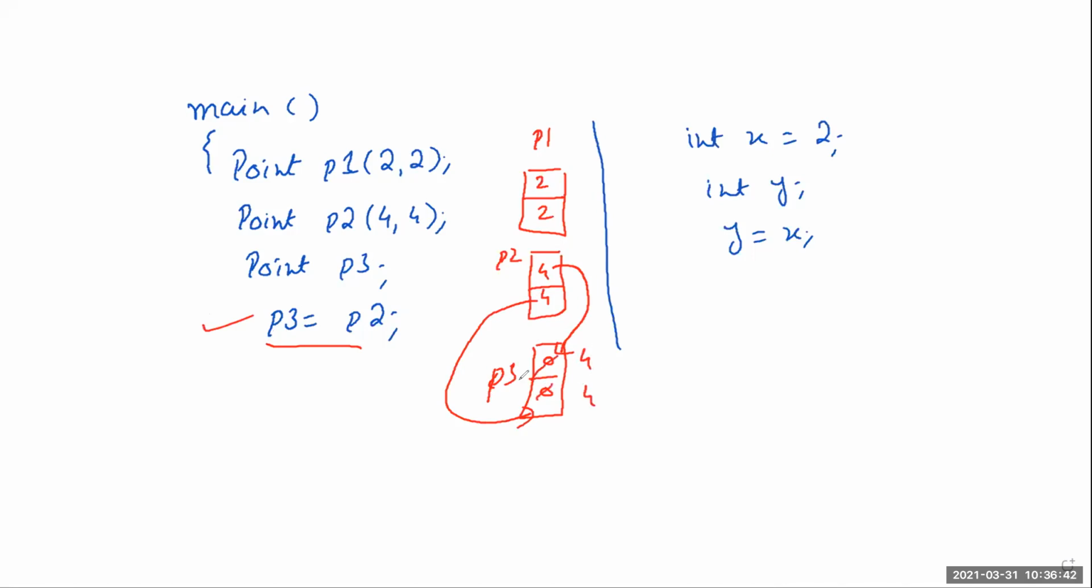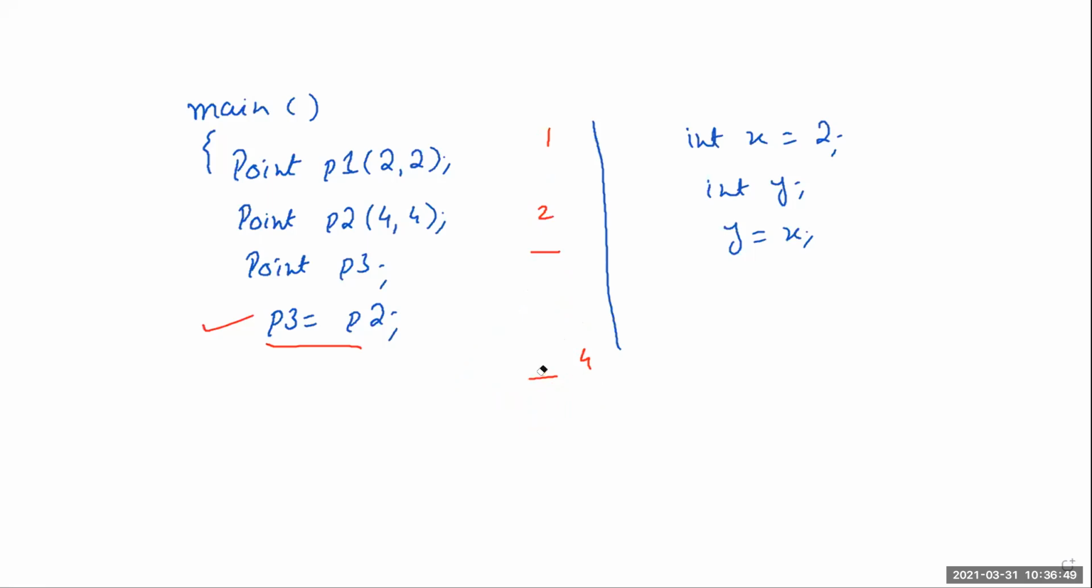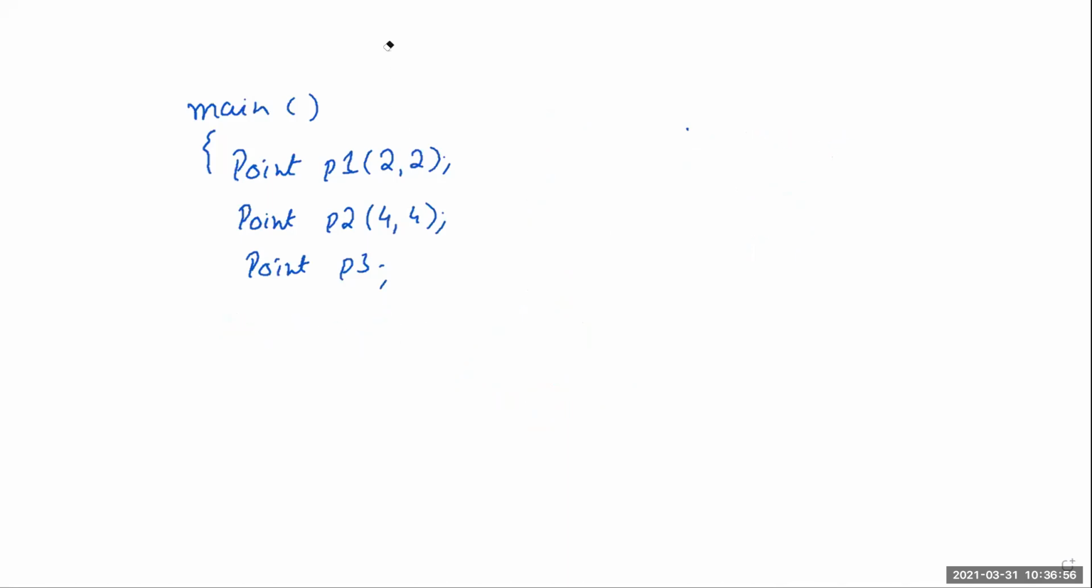The important point is that you are allowed to use the assignment operator with objects of classes just like you used with structures, right? There's no problem with that. But other than the assignment operator, things would not be so straightforward. For example, with integers, you can add two integers with the plus operator. Suppose you say I want to add 2, 2 and 4, 4, and I want to get 6, 6, and I want this answer in P3.